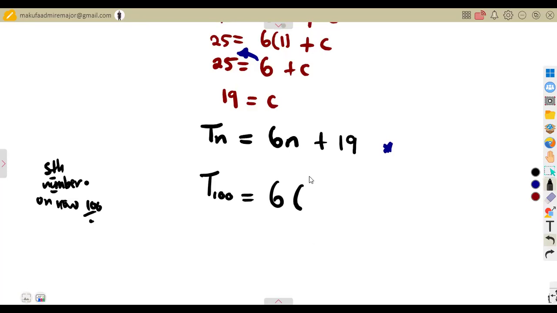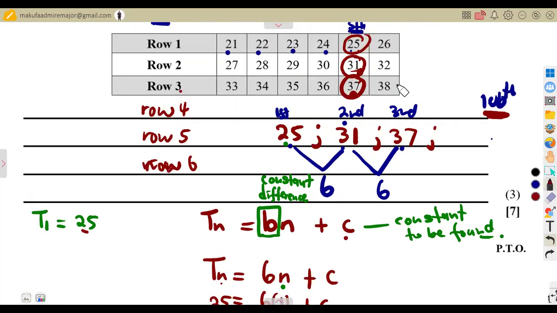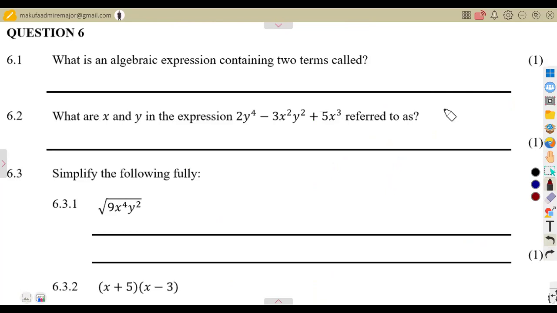So that is 6 times 100, remember, we are dealing with row 100, plus 19, which gives 619. When our n is 100 in that row, the number that will be in the fifth position, as we go down along these numbers, but in row 100, was going to be 619. So this is it. Let's just hope we are together.